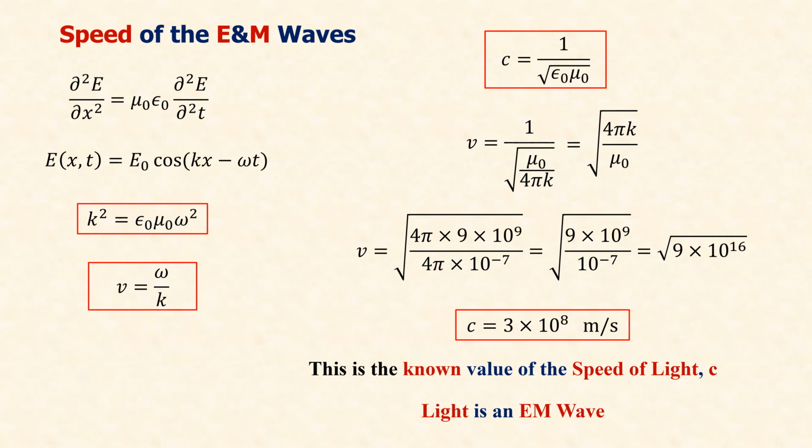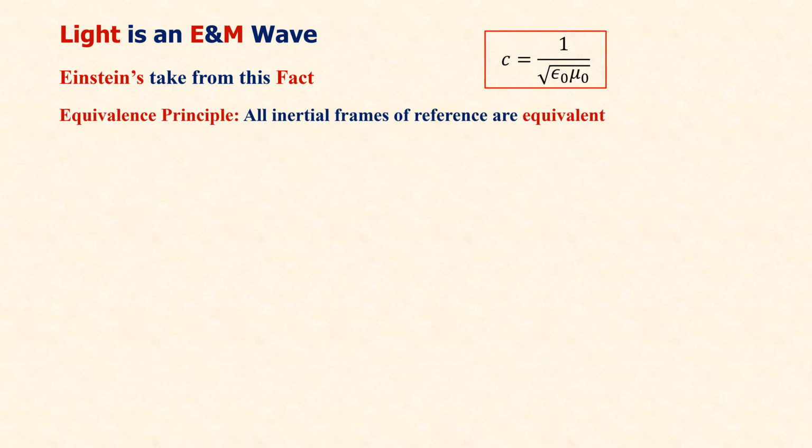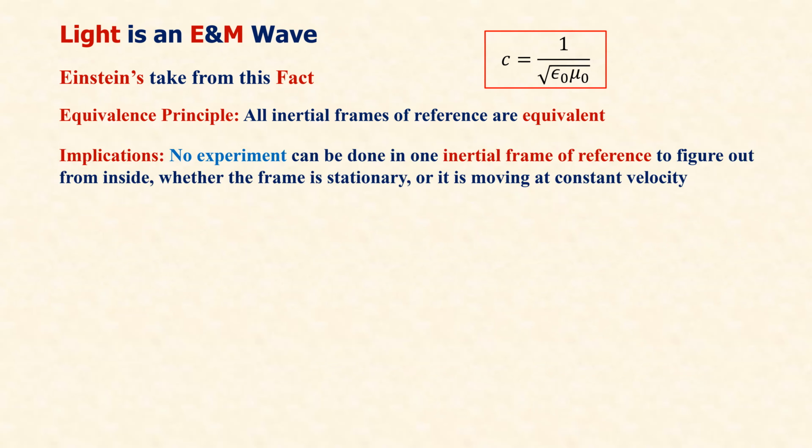the scientists said, okay, so then light should be electromagnetic waves. All right. And then see what Einstein took from this. Einstein believed in the equivalence principle that says all inertial frames of reference are equivalent. What does that mean? It means no experiment can be done in one inertial frame of reference to figure out from inside whether the frame is stationary or it is moving at constant velocity.